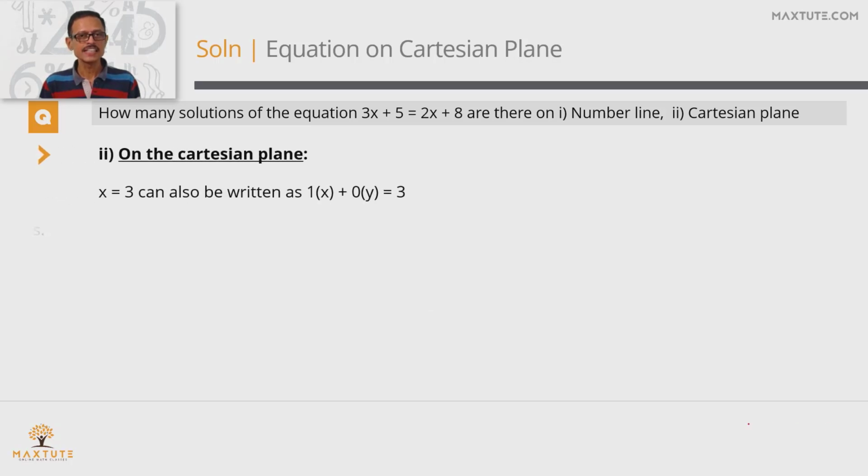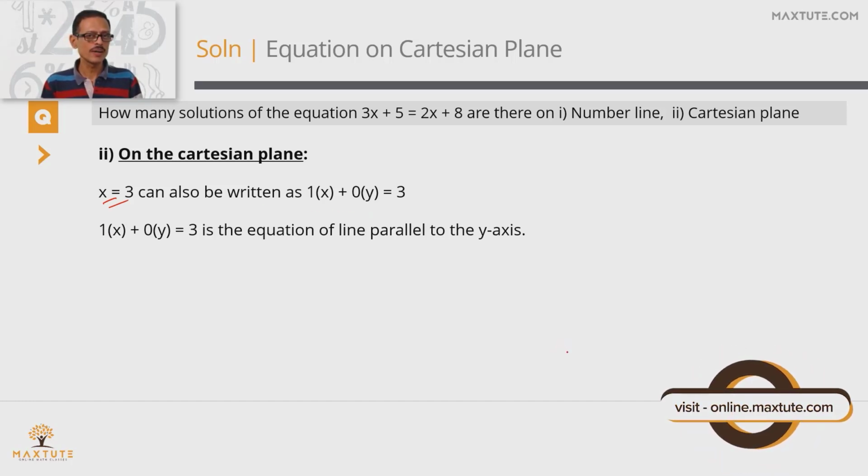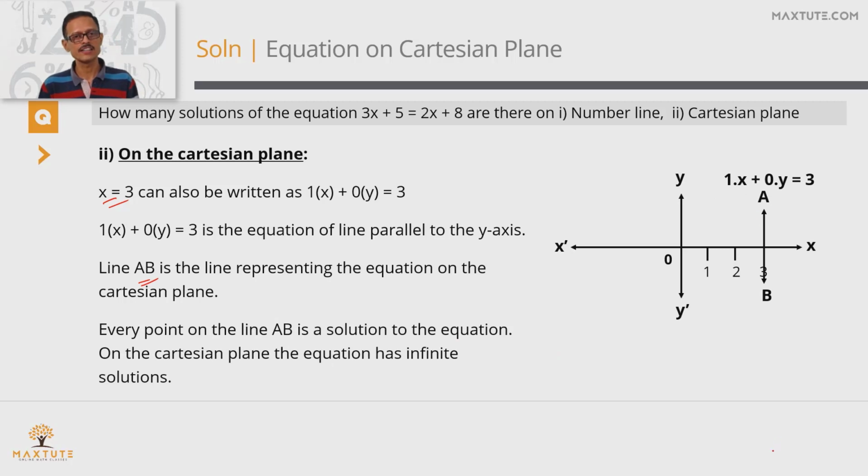On the Cartesian plane, it needs to contain x and y because it's an xy plane. So rewriting x equals 3 as 1x plus 0y equals 3, it has to be the equation of a line that's parallel to the y-axis because the coefficient of y is 0. It's a line parallel to the y-axis whose x value is equal to 3. That line is represented by our AB in this Cartesian plane. For any point on this line, including (3, 0), all the way up to (3, plus infinity) and (3, minus infinity), the coordinates of all those points will be solutions to this equation. So how many solutions does it have on the Cartesian plane? It's got infinite solutions on the Cartesian plane.